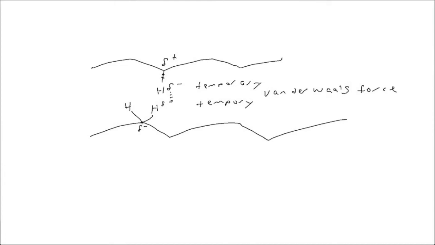So, and notice how I'm using dots here. You said a temporary positive or delta positive and temporary delta negative for the hydrogens? That's correct, but I was trying to explain where those came from. Is that making any sense? Can you explain that one more time?